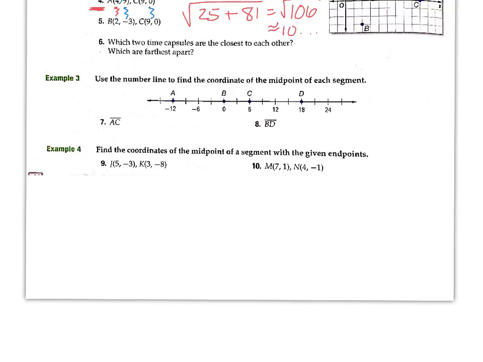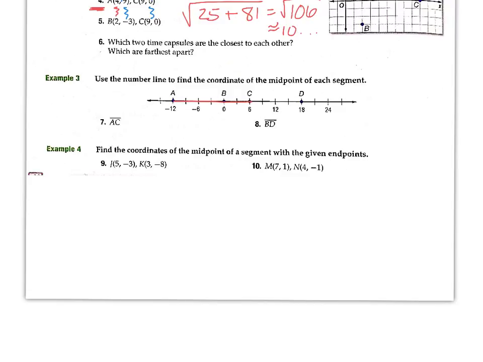Okay, what about down here about the midpoint? It says use the number line to find the coordinate of the midpoint of each segment. So let's take the segment AC. So from A to C. So the midpoint, really all you need to do here is count.